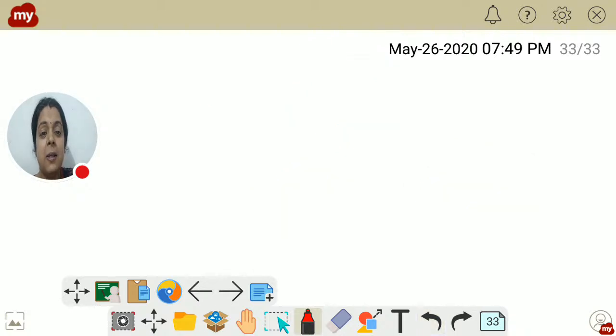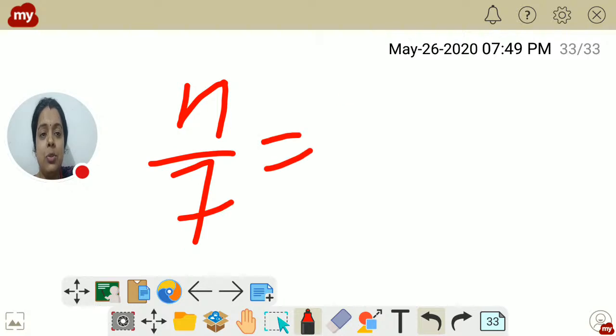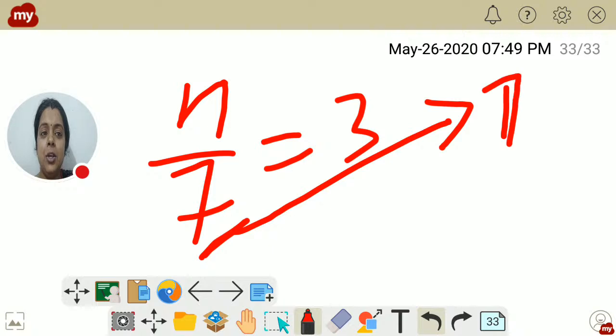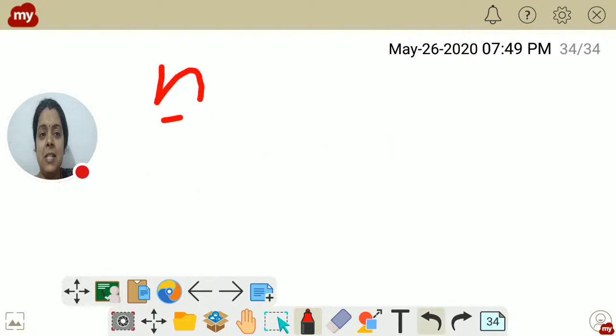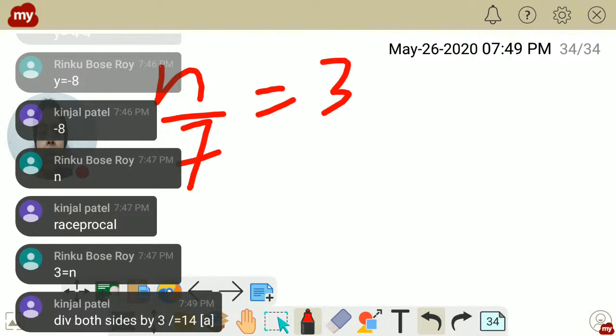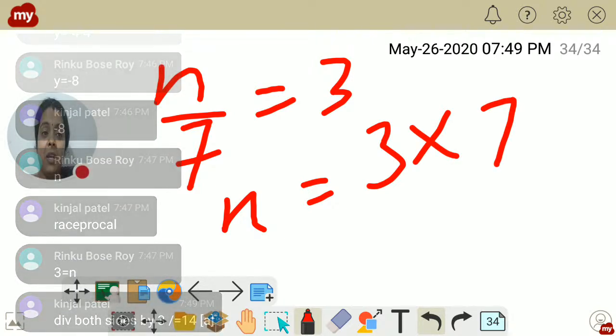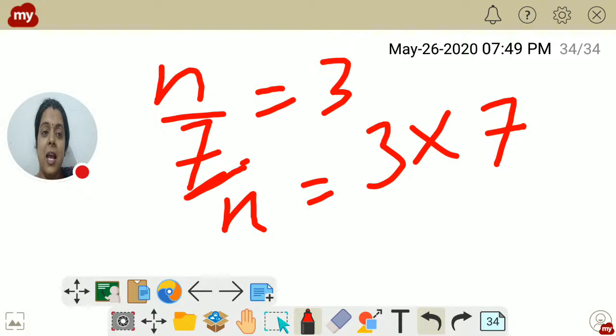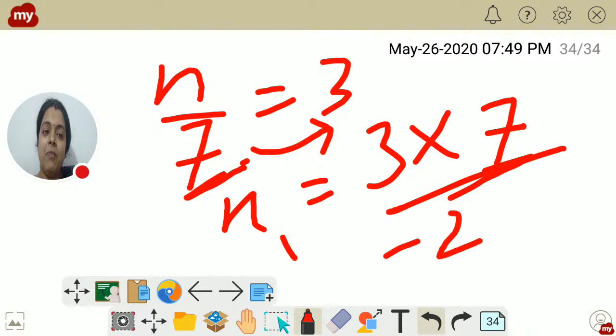Now the next question is, n by 7 is equal to 3. Another equation I give you. What do you find here? 7 is the denominator here. So when you shift it to this side, it will be the numerator, right? So n is equal to 3 multiplied by 7. Why multiply by 7? Because 7 was the denominator, and now when I shift it to this side, it will be the numerator. So n is equal to 21, right?